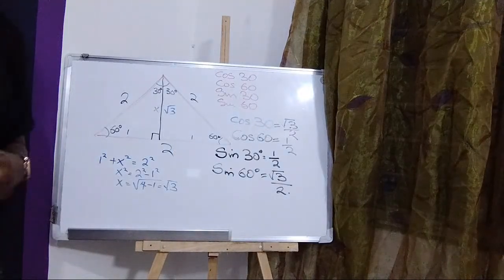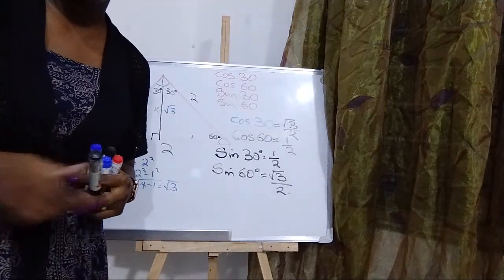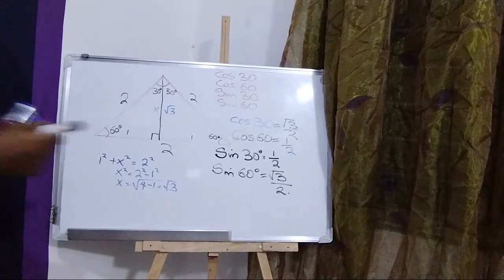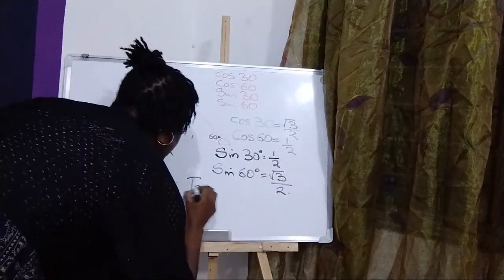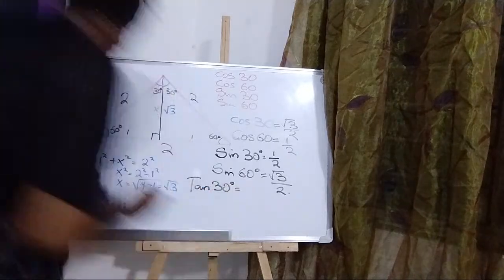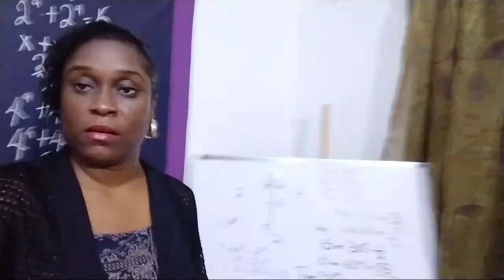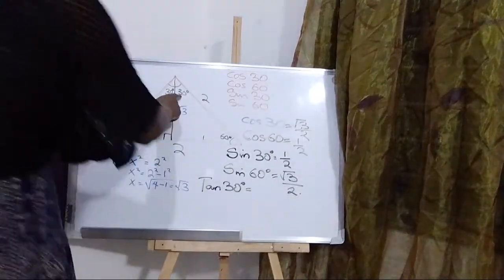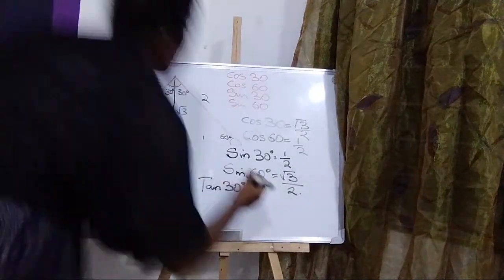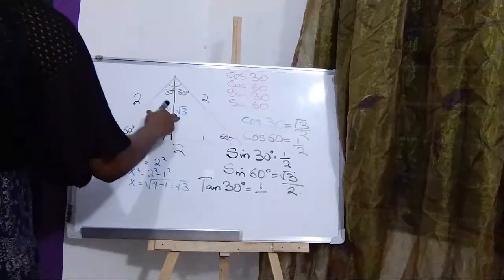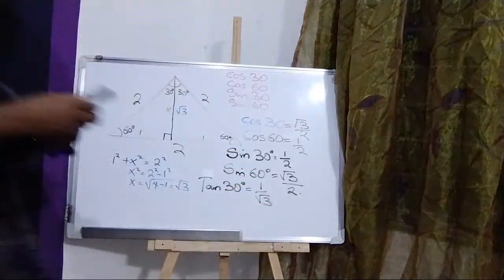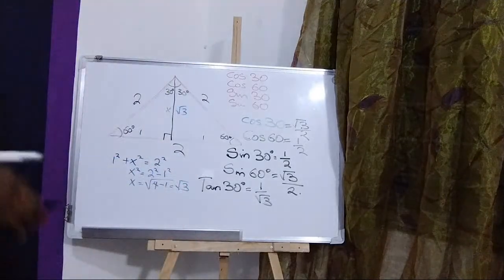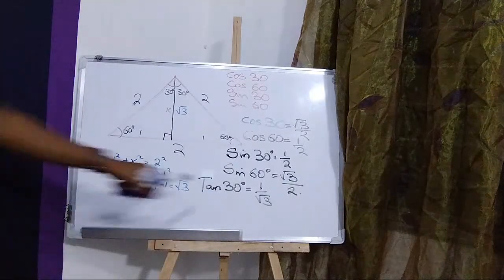Now, some other ratios that we can also look for. You can also look for tan. I have tan 30 degrees. And we know that the tangent of an angle is the opposite side of the angle all over the adjacent of that angle. The opposite is 1, and the adjacent is root 3. Voila! So we got a relationship for tan 30.